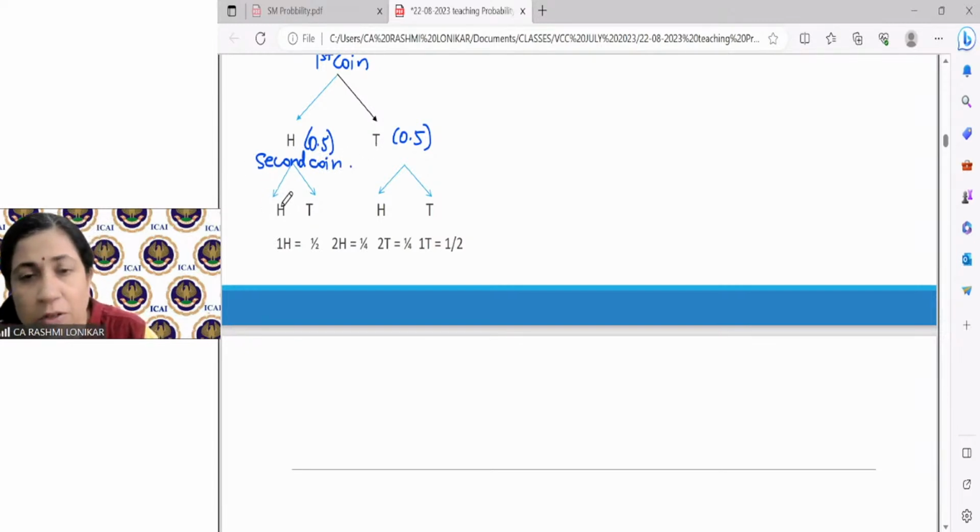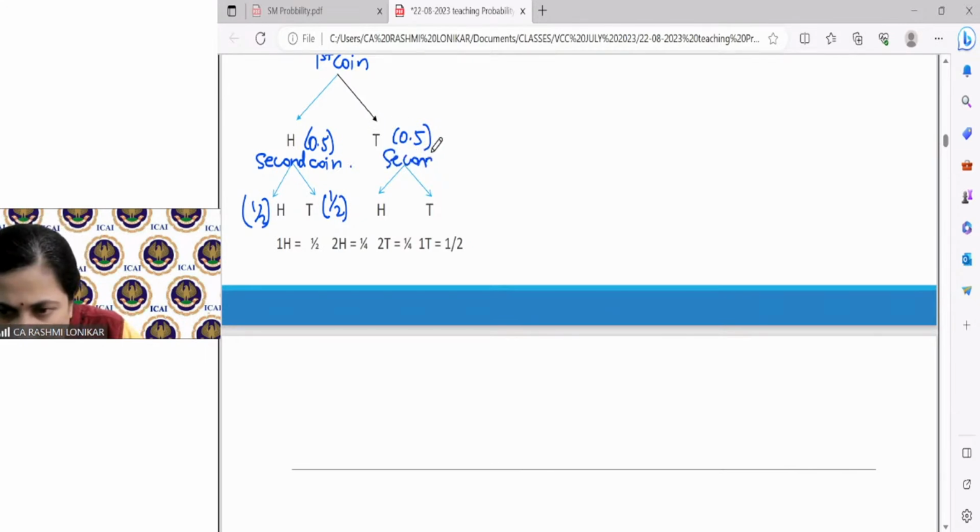So what is the probability of getting a head here? It is half. Again half. Now if I get a tail with the first coin, again I flip the second coin. I can see what has happened to the second coin. Again I can get a head or I can get a tail.